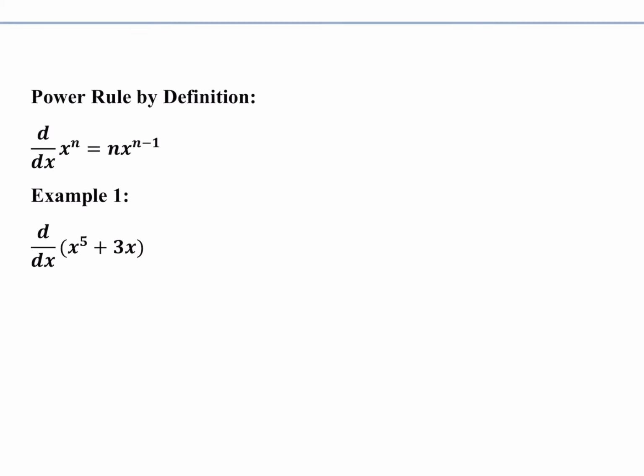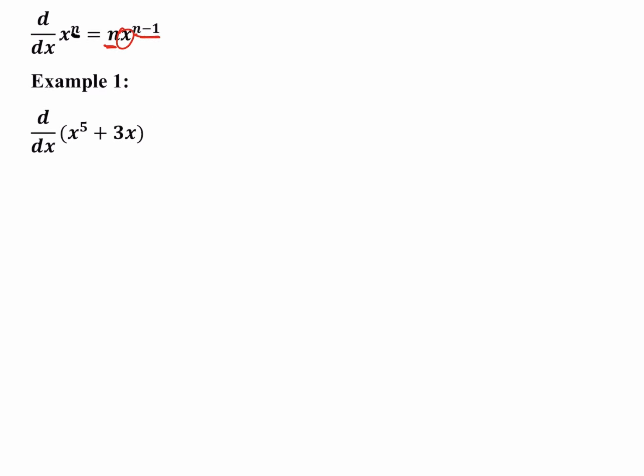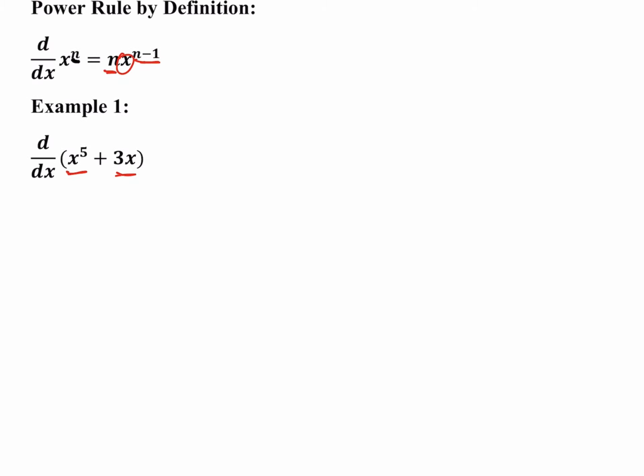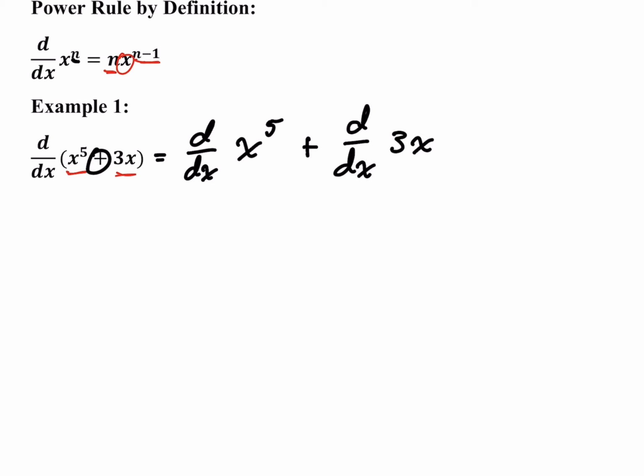So we know the power rule by definition is the derivative of x to the n equals n times x to the n minus 1. So for this first example, we can see that there are two terms that we are taking the derivative of here. The nice thing about derivatives is you can actually separate them with this plus in the middle. So this is really equal to d over dx of x to the fifth plus d over dx of 3x. Now we can take the derivative of each term separately, like they're each their own individual functions.